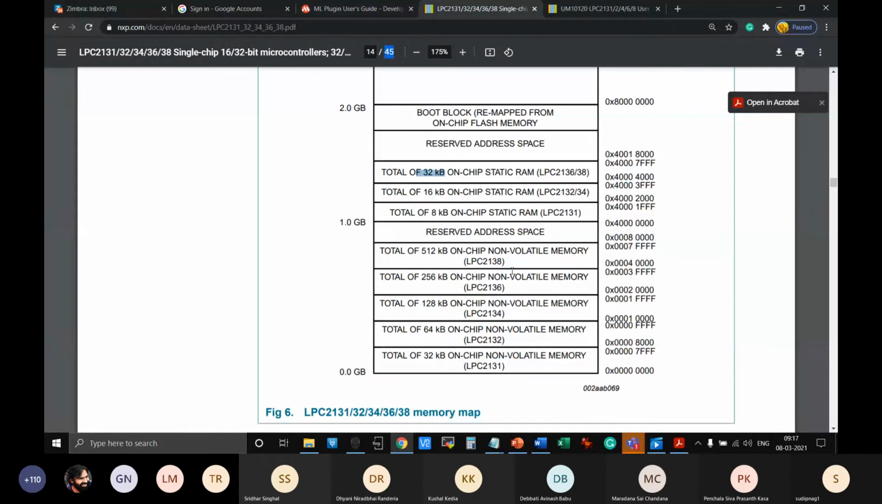Now, if you need to access anything beyond this RAM, let's say you want to put some extra RAM outside or some extra non-volatile memory outside, you have to always use this reserve space. The reserve space should be properly addressed by using your code. Now, there are other reserve spaces.